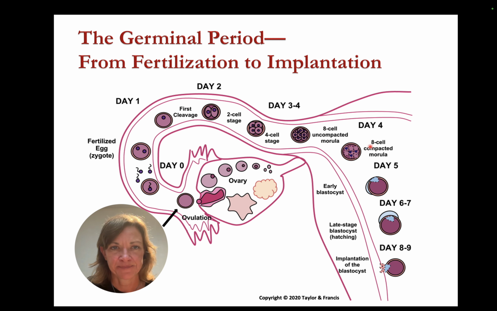That's where it's heading. Now, as it passes down the fallopian tube to the uterus, it undergoes cycles of cell division, and when it arrives in the uterus, somewhere around day 8 or 9 or day 10 or 11, it will implant in the uterine wall.